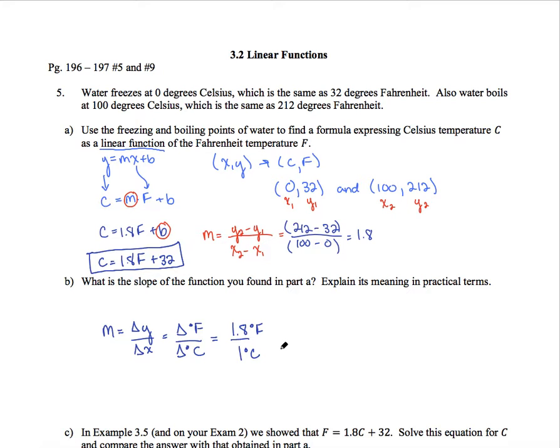In practical terms, the slope tells us that for every increase of 1 degree Celsius, the temperature increases by 1.8 degrees Fahrenheit. Okay? All right.